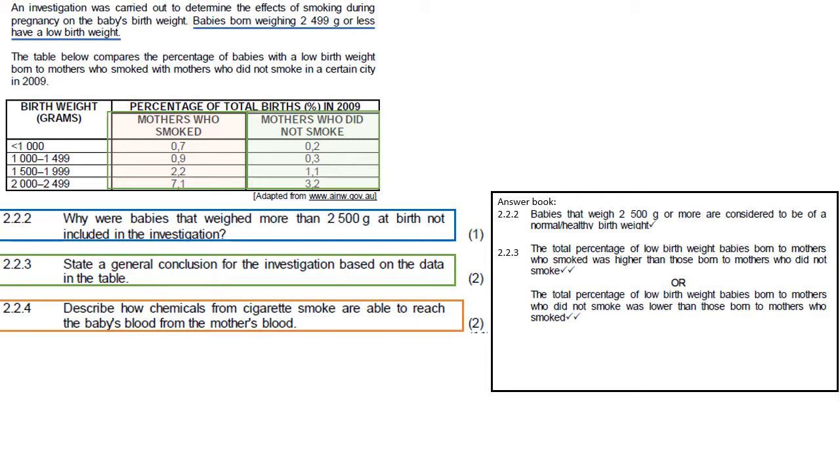Lastly, describe how chemicals from the cigarette smoke are able to reach the baby's blood from the mother. The mother smokes, inhales the smoke into her lungs, from there it diffuses into her blood, and the chemicals dissolved in the mother's blood are able to move across the placenta and through the umbilical cord into the baby's blood by diffusion.